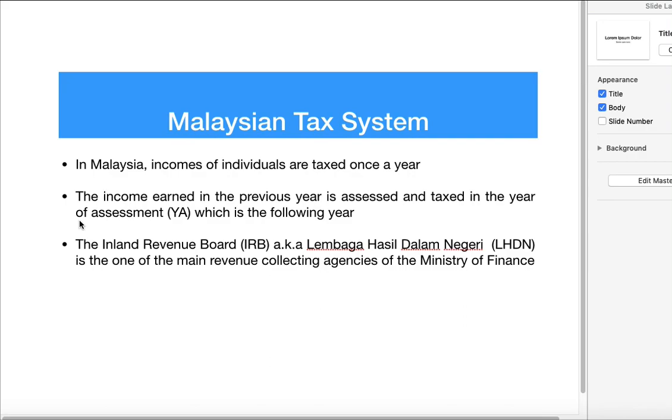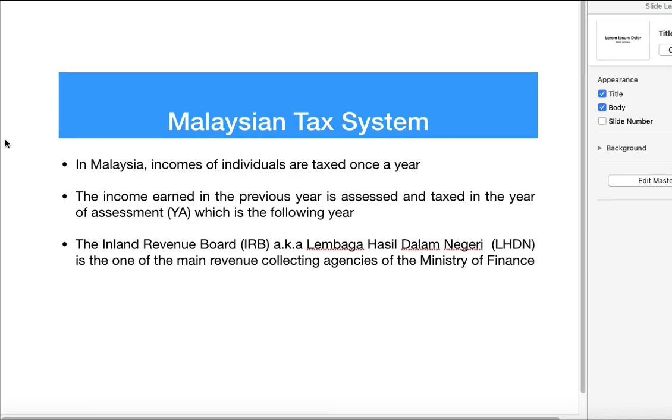To make it short, the third bullet, referring to the third paragraph in your textbook, the Inland Revenue Board, IRB, or also known as Lembaga Hasil Dalam Negeri, LHDN, is one of the main revenue collecting agencies of the Ministry of Finance. So kalau kat Malaysia ni kita ada LHDN lah, the body that is responsible to collect the tax.